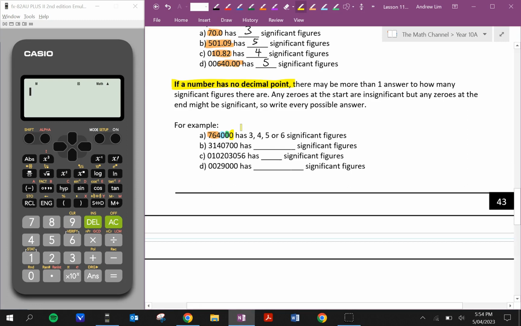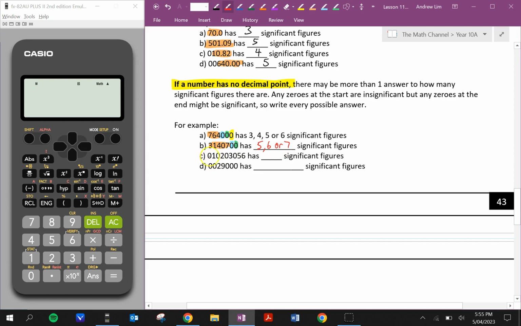So if we have a look at question B, we can say for certain that there are at least 5 significant figures. Right? There could be 5 significant figures, but we can see here that it could be 6 and it could be 7. We're not sure. 5, 6, or 7.